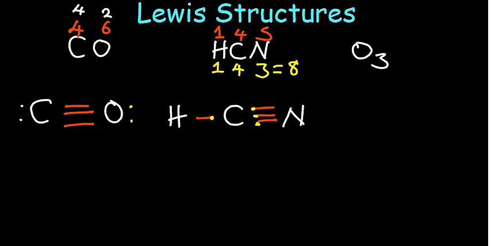For nitrogen, it had 5 valence electrons. It has used 3 in the bond. So remaining with how many? 2. So I'll put the 2 on the right there. And hydrogen only had the single electron, so it has already taken part in the bond formation. So this is the Lewis structure for hydrogen cyanide.